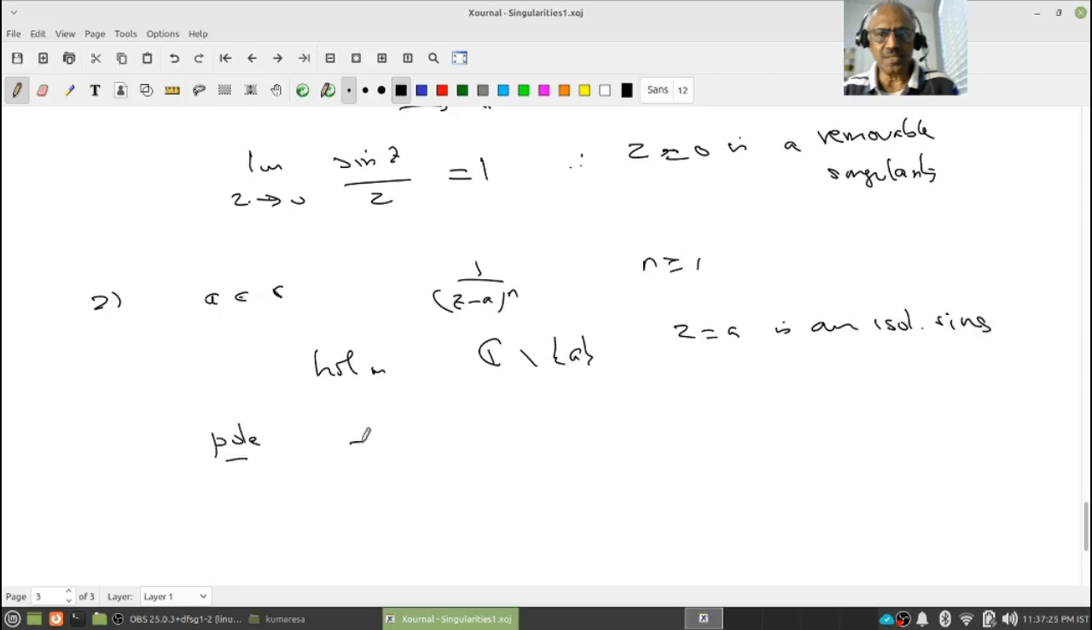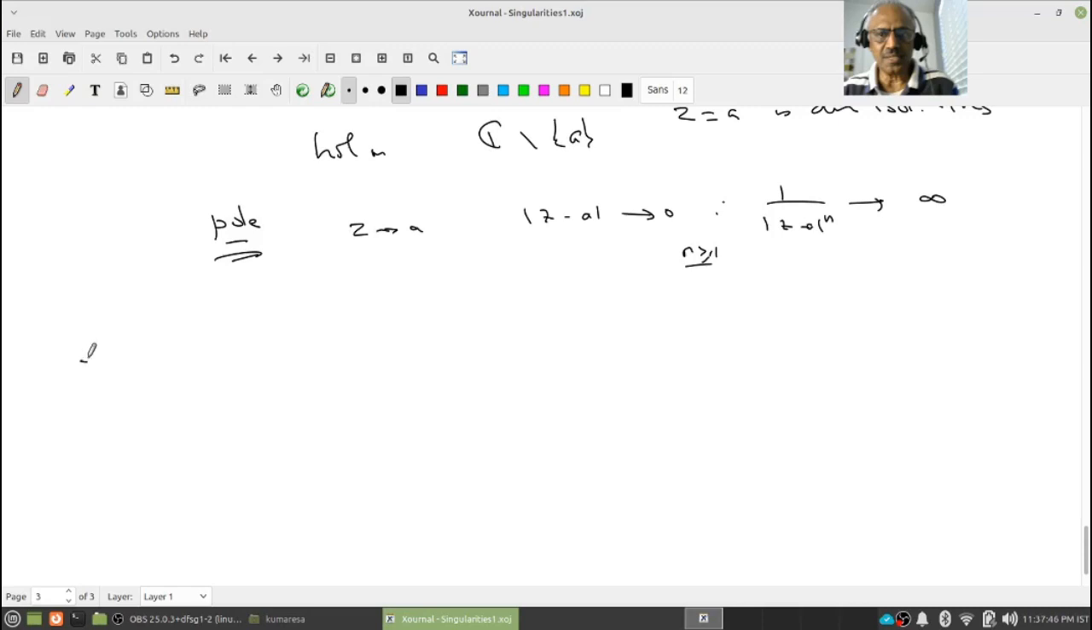Why? As z tends to a, mod z minus a goes to 0, therefore 1 upon mod z minus a to the power n, since n is greater than or equal to 1, goes to infinity. This is by real analysis. Therefore, this is a pole.